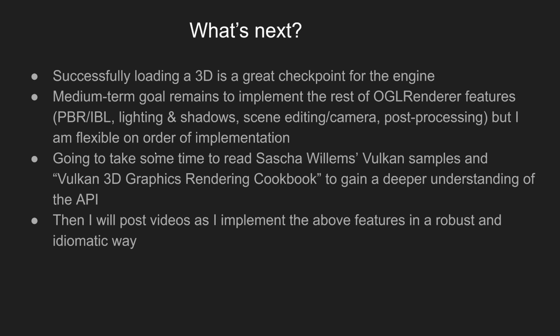Okay, so what am I going to do next? Obviously, loading a 3D model is a good place to checkpoint the project and take stock of where I'm at. So my medium-term goal, as I said in the initial video for this project, is to implement the rest of my features from my OGL renderer project, my OpenGL renderer. And that had features such as physics-based rendering, image-based lighting, other kinds of lights like directional light, point light, spotlight, maybe even area light, that'd be good. And some kinds of shadows, and then some sort of scene where you can move around, add stuff, and a camera. And post-processing, so some HDR, some exposure, and maybe add some bloom, screen space ambient occlusion, that sort of thing, right? Not cutting-edge graphics techniques, but just standard 3D graphics stuff.